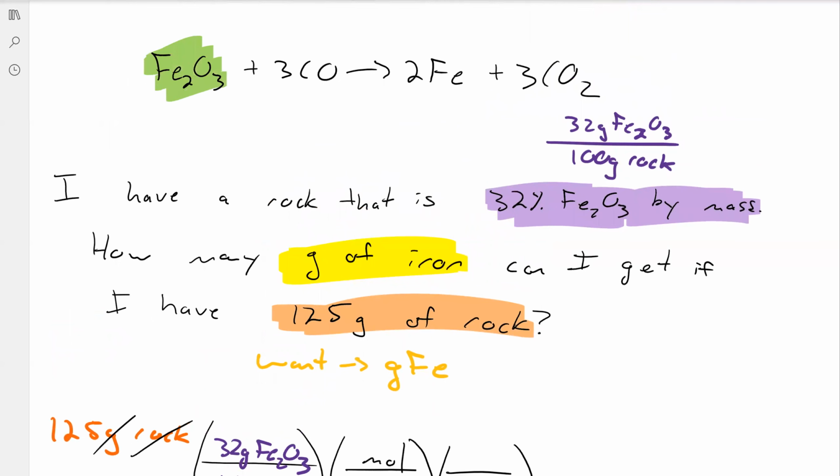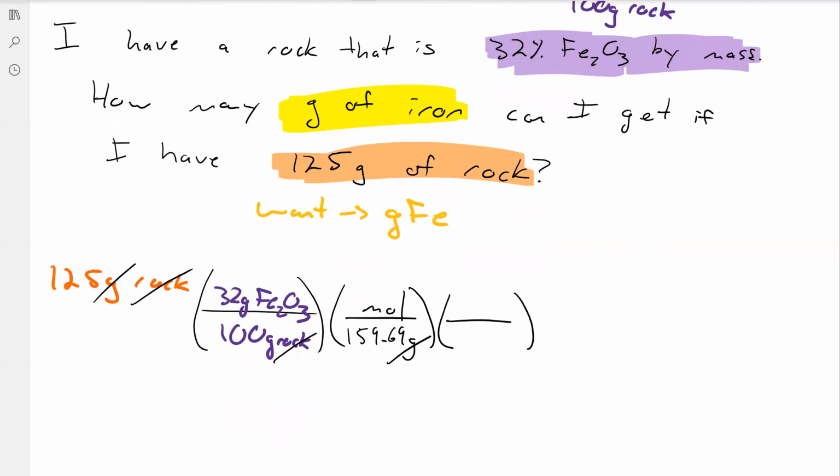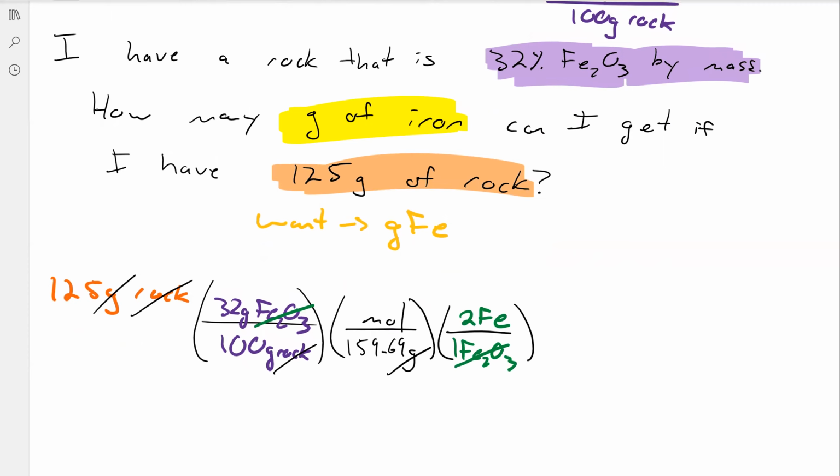So for every 1 iron oxide, I can get 2 irons. So I'll put 1 iron oxide up here. I'll get 2 irons out, and then I'll cancel out my iron oxides, and I'll be left with iron. And then at the end, I want grams of iron. Right now, what am I at? I'm at moles of iron. So how do I get from grams to moles? Well, that's the molar mass. So the molar mass of iron is 55.845 grams per mole. So moles and moles cancel out, and then we're left with grams of iron.